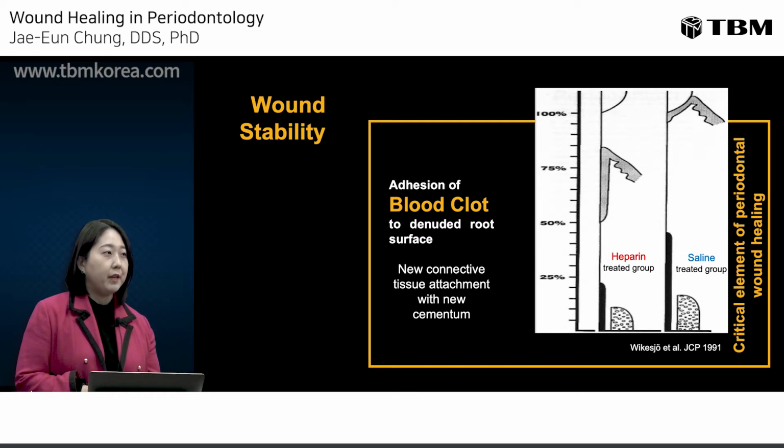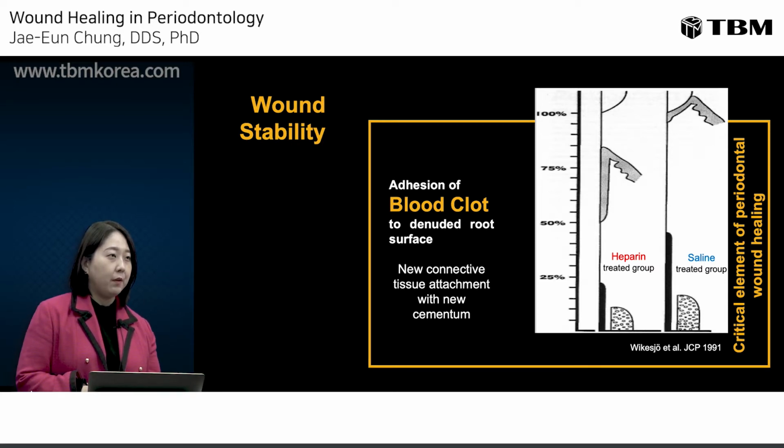Fibrin clot is very important for periodontal wound healing. In the Wikesjö study, circumferential periodontal defects approximately 5 mm in vertical dimension were surgically created and immediately treated around the mandibular premolars in 4 beagle dogs. Prior to wound closure, the root surfaces were treated with either the anticoagulant heparin or with saline.